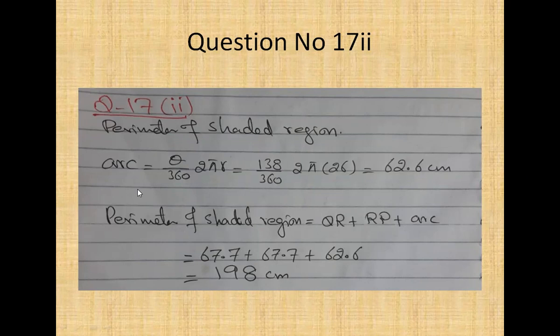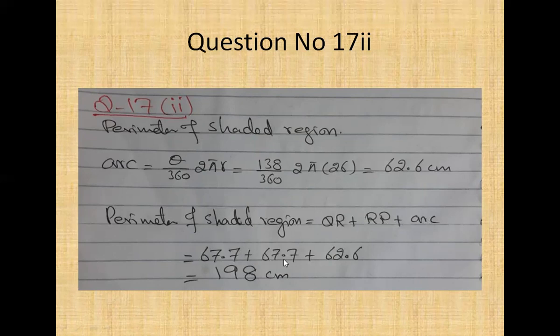Okay. Now the question is the perimeter of the shaded region. If you want to find the perimeter of the shaded region, perimeter means the outer boundaries of that shaded region. So the outer boundaries are the two tangents there, both equal to each other, and both of them are 67.7. And we have to find out the arc. The formula for the arc is theta by 360 times 2 pi r. Theta is 138 divided by 360 multiplied by 2 pi, and the radius is 26. When you enter these values in your calculator, you get 62.6 centimeters. So the perimeter of the shaded region will be QR plus RP plus the arc.